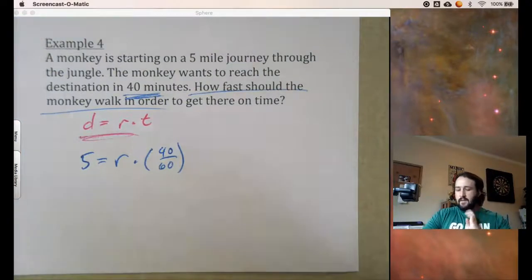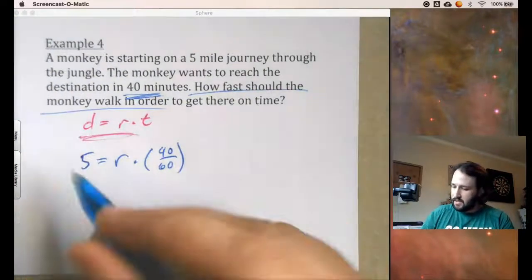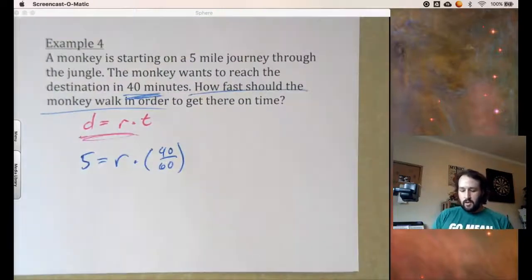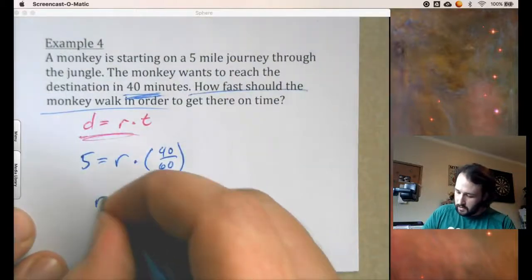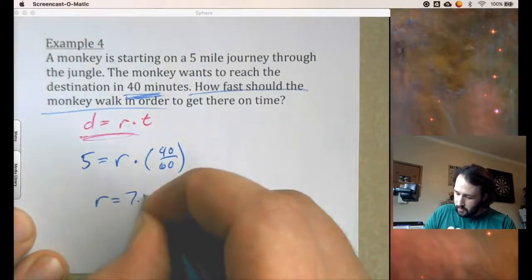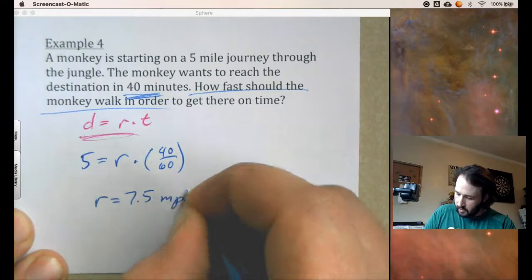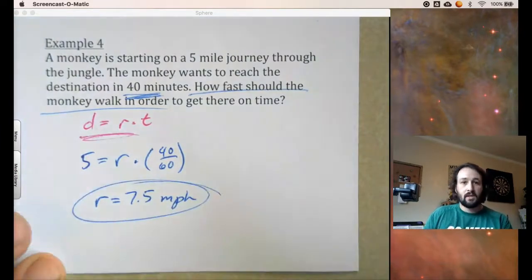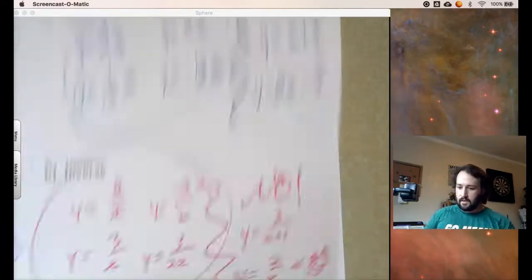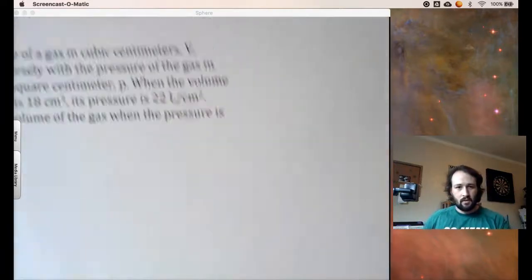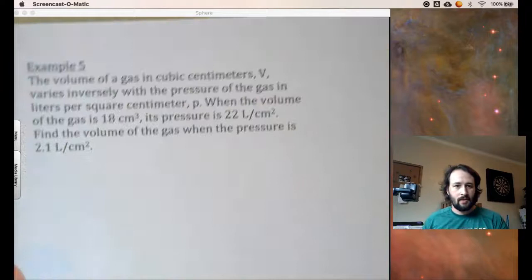So now we can solve that. I would multiply by 60, divide by 40, or just do times 3 divided by 2. So 5 times 3 divided by 2 gives us 7.5. So that means we have 7.5 miles per hour is how fast that monkey needs to walk, which is manageable. He can do it, I believe. He's going to get to that banana. The banana in the sky.